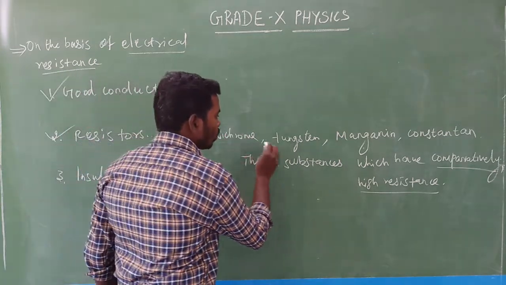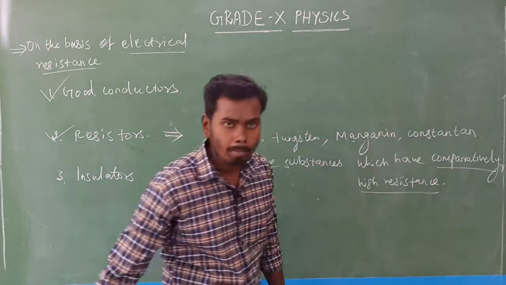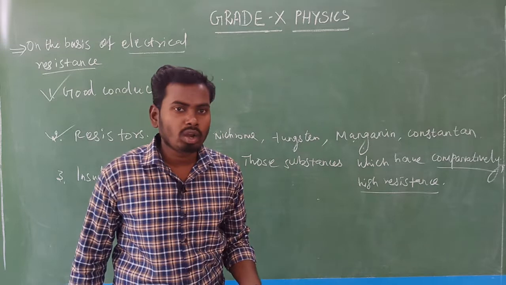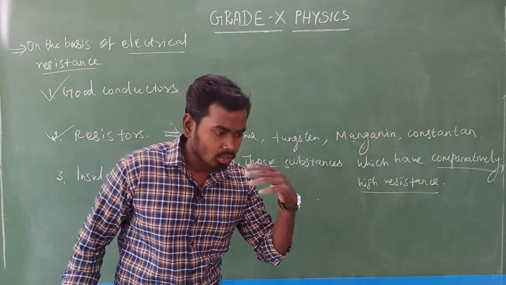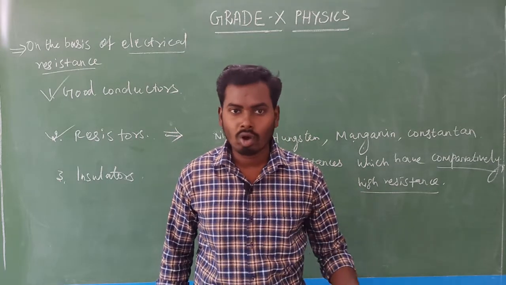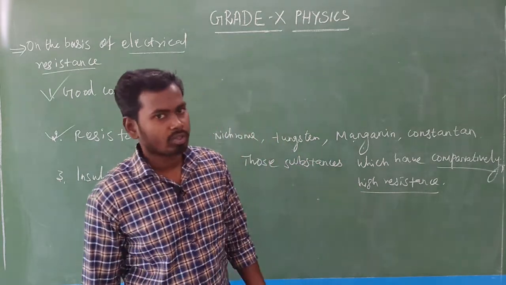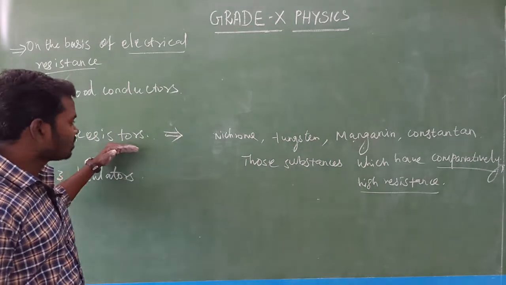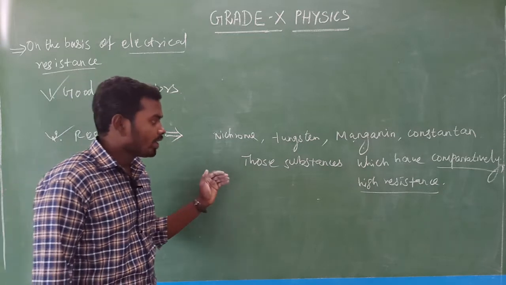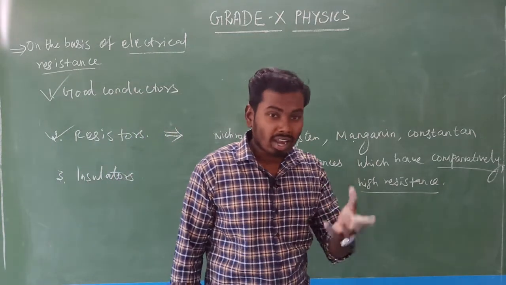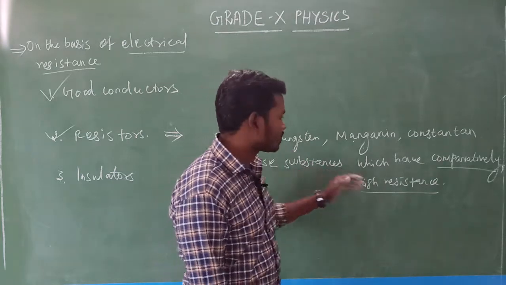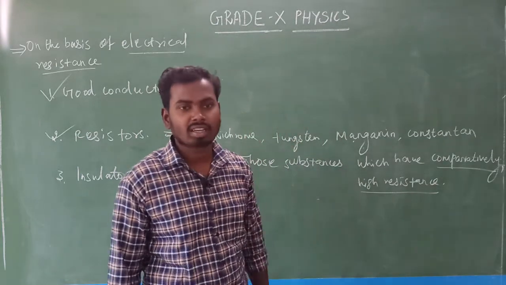For example, nichrome, tungsten, manganese, constantan, they are all resistors. So these resistors play a very important role in heating appliances like a toaster, electric heater, iron box, microwave oven and so many things. Is it clear? Yes. So resistors have resistance due to which they allow the current only partially to pass through them.